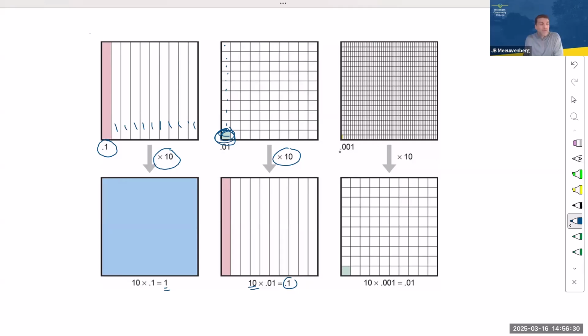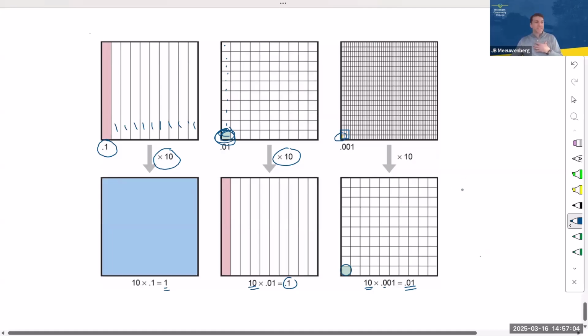Now let's go to the next diagram. 0.001, 1,000th. When we multiply it by 10, it's going to fill in this entire little square right there, which is 100th. So 10 times 1,000th is 100th. So did you notice there that every time we multiply by 10, our 1 gets shifted one place value to the left? So that's an important thing to recognize. And this is why, right?